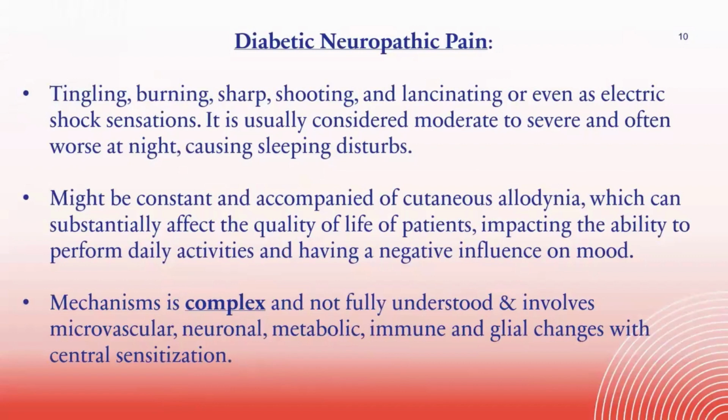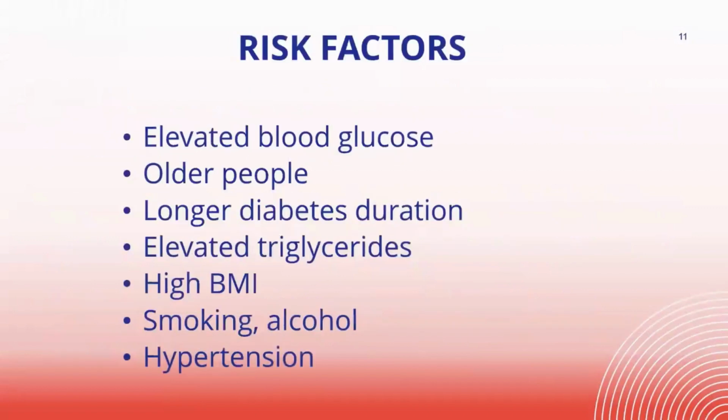The mechanism is complex and is studied in the literature without a clear explanation. Risk factors for diabetic neuropathy are higher levels of blood glucose, so poor glycemic control, old age, longer duration of diabetes mellitus, especially more than 10 years, elevated levels of triglycerides, obesity and higher body mass index, smoking and alcohol consumption, and hypertension.